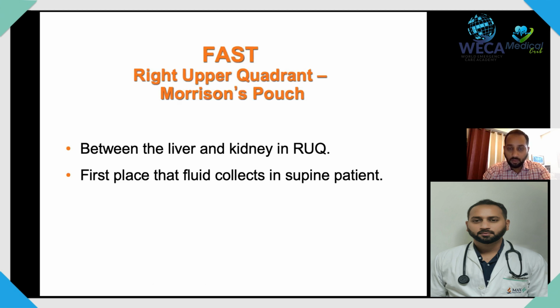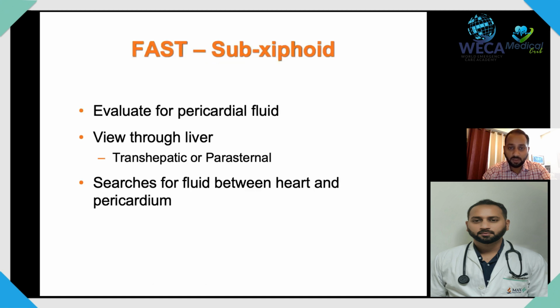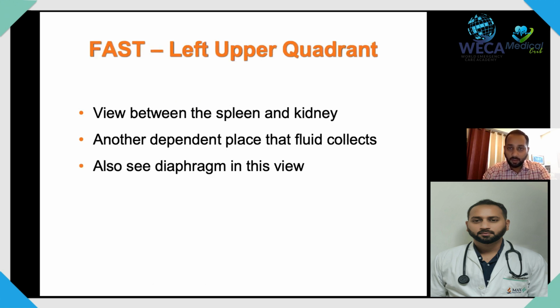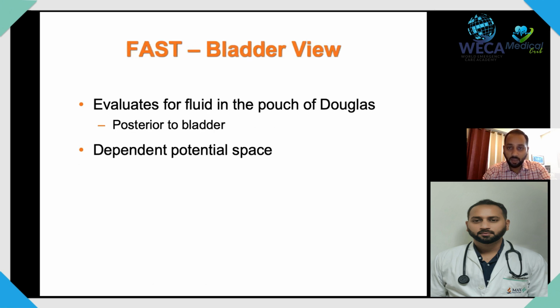So the various areas, the right upper quadrant, Morrison pouch, the first place, as we went through earlier, where the fluid would collect in a supine patient, and the subxiphoid view for pericardial fluid, for the view of the heart, the view through liver, it can be transhepatic or parasternal. And then the left upper quadrant, that is view between the spleen and kidney. That is another dependent place where fluid collects. And we can also see the diaphragm in this view. And then there is the bladder view, which will evaluate for the fluid in the pouch of Douglas posterior to the bladder.